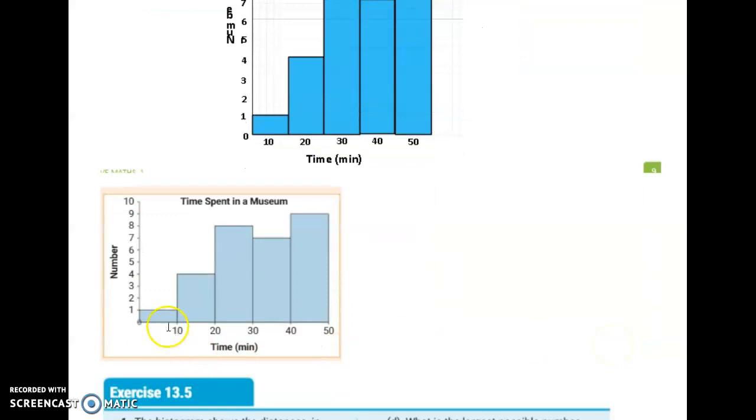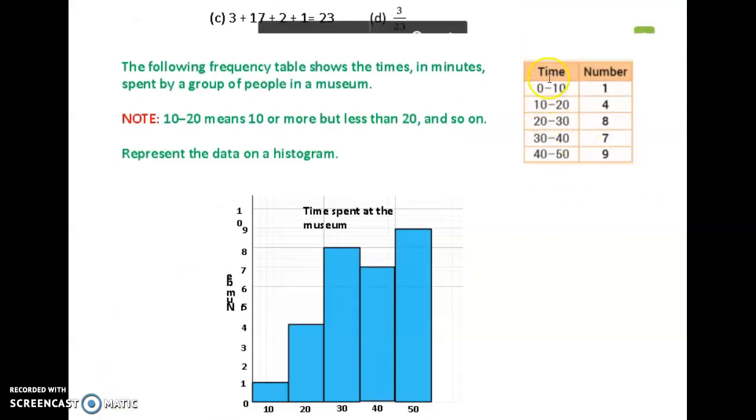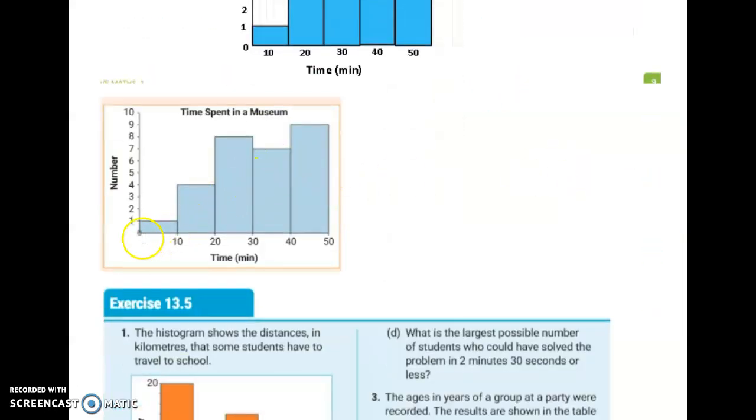And actually, there you go. This is the correct histogram. See the way the 10 is there, the 20, the 30, the 40, and the 50. So the number of people who spent between 0 and 10 minutes was one person. So we go from 0 to 10, up to 1, and we draw our box.